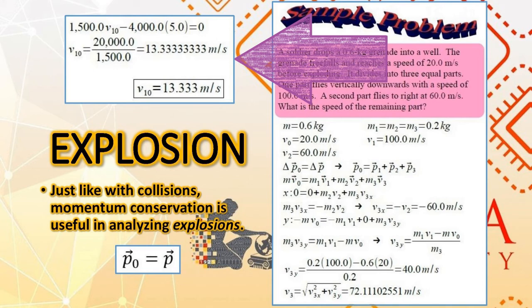All the variables in the equation are horizontal, so we only use the x component. Using the x component and substituting the values, we get 1,500 V1 initial minus 4,000 times 5 is equal to 0. There's only one unknown, so analyzing the unknown quantity V1 initial, we are able to calculate the initial speed of the car. V1 initial is equal to 13.333 meters per second.